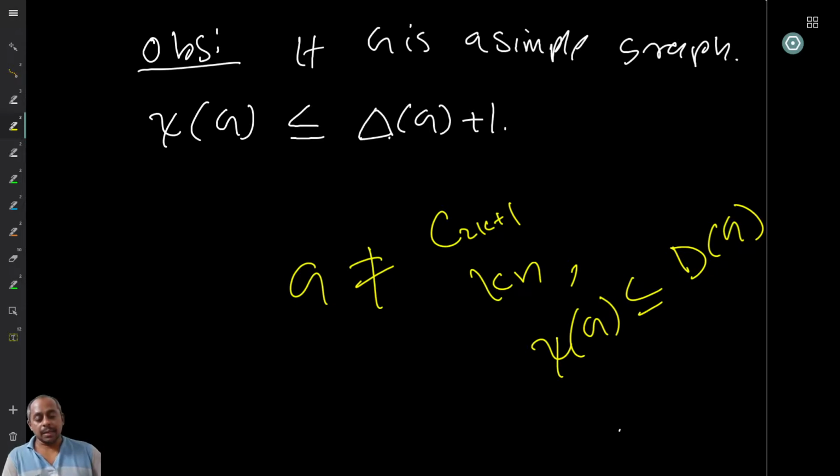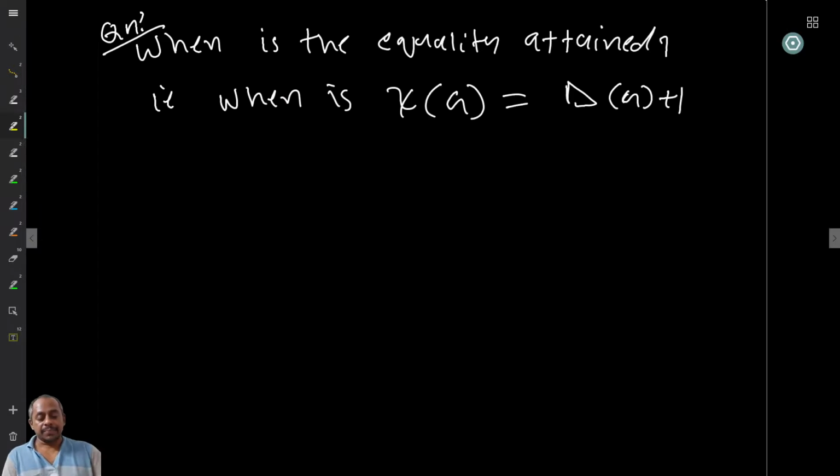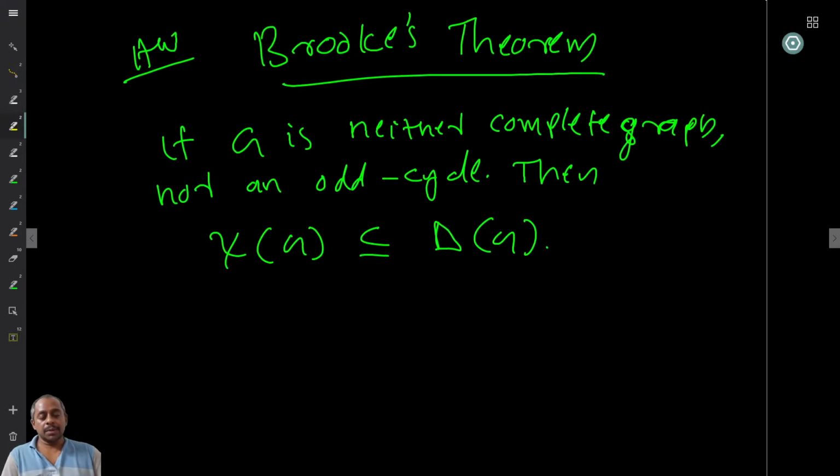This is called Brooks theorem, and I will give this to you as an exercise to work out. It takes a little bit of work, but it will be very interesting. So the question is, when is equality attained? When is chi of G equal to delta G plus 1? Equality is, as we mentioned, when the graph is a complete graph or an odd cycle. So what I want you to show is to prove the following Brooks theorem. If G is neither a complete graph nor an odd cycle, then the chromatic number of G is at most delta of G, which is the maximum degree.